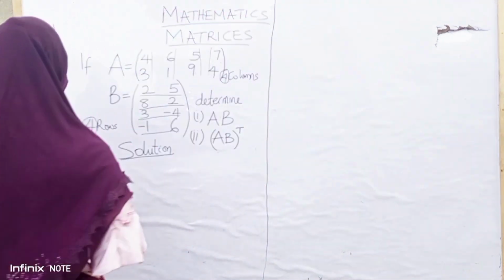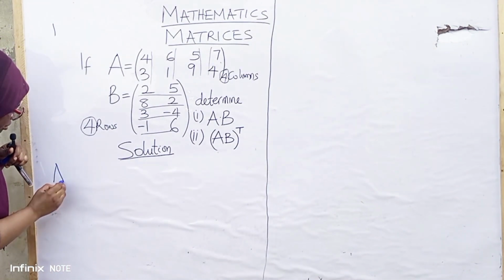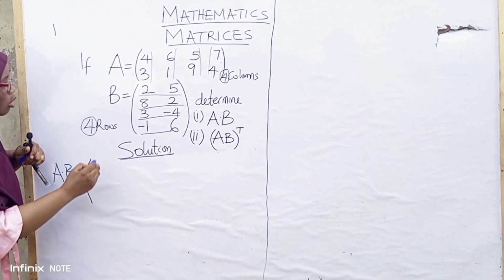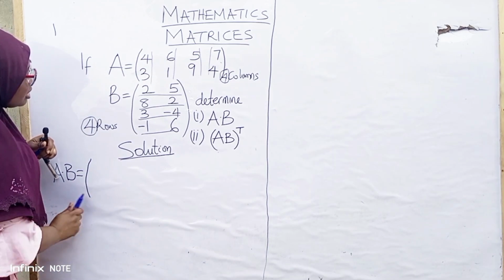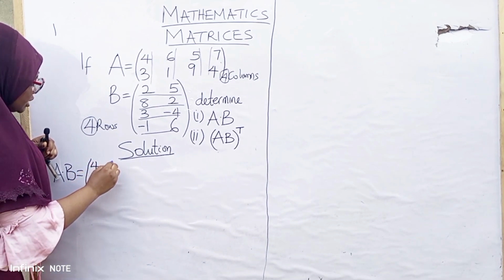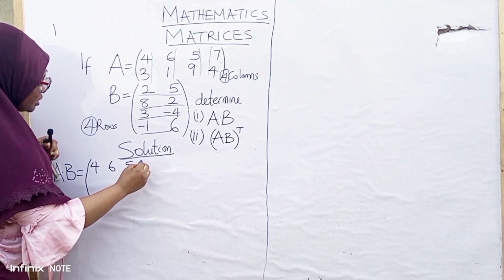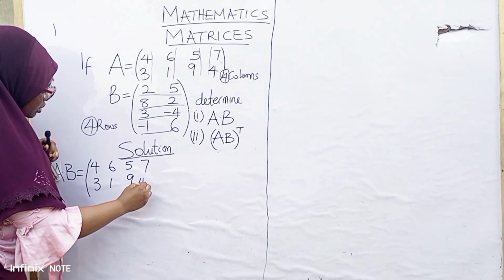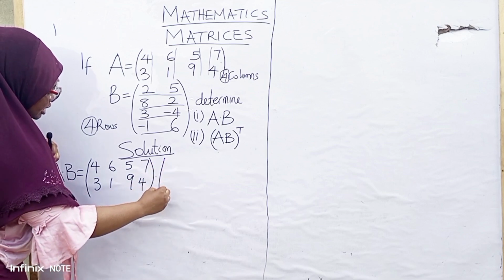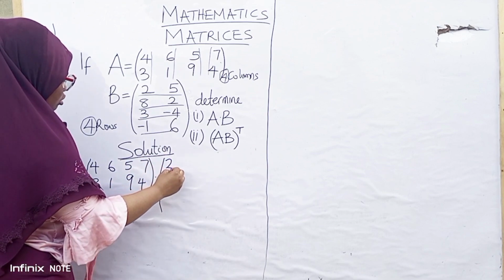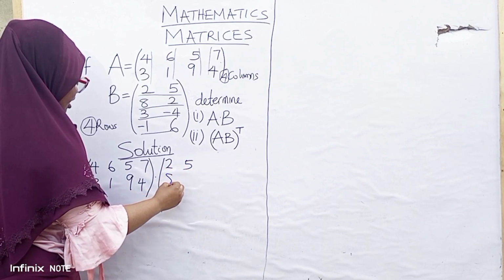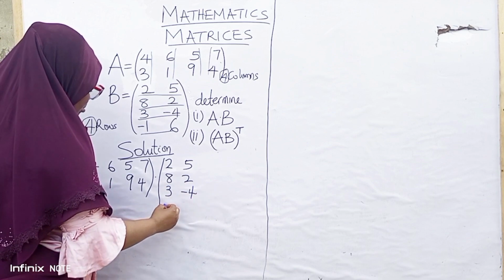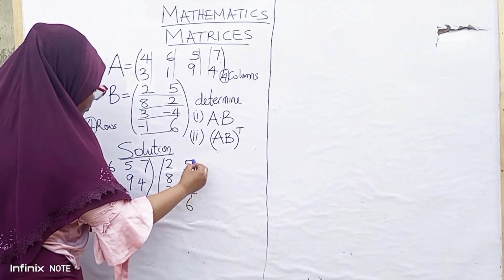So now, you write A multiplied by B is equal to the value of your first matrix, which is 4, 6, 5, 7, 3, 1, 9, 4. Then multiply it by the second matrix, which is 2, 5, 8, 2, 3, minus 4, minus 1, 6.